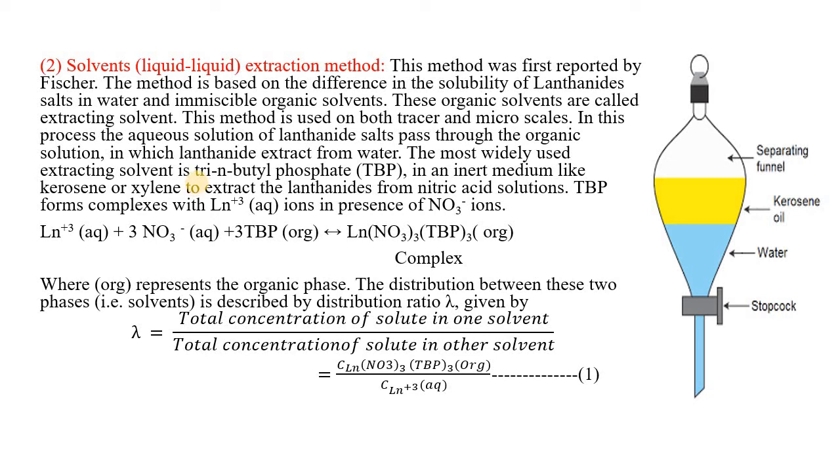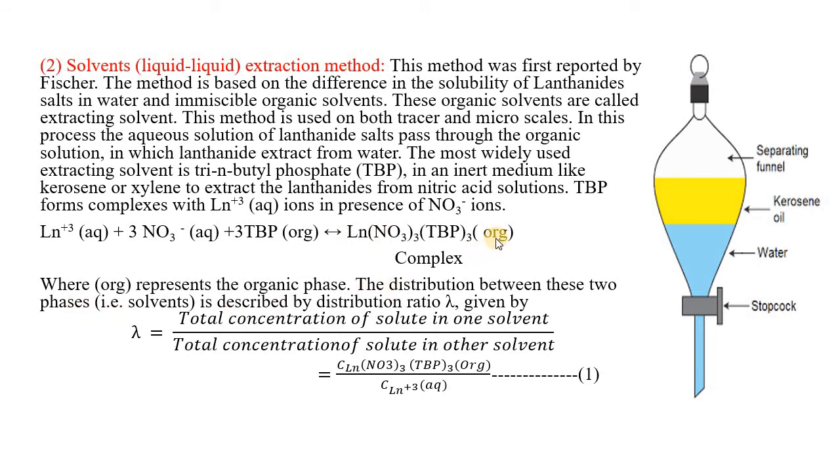It means our kerosene oil, that is the organic solvent, contains the TBP for the extraction of the lanthanides from the solution. TBP forms complexes with lanthanide Ln3+ in the presence of nitrate ions. Here the complex formation has been shown. In the complex, the central atom and the ligands form coordinate covalent bonds with the lanthanides.